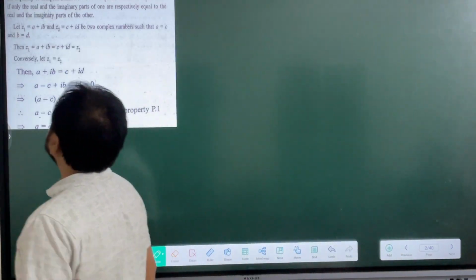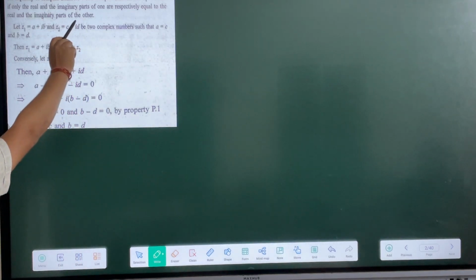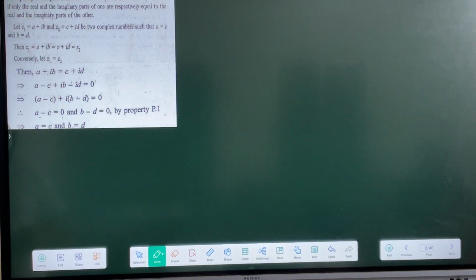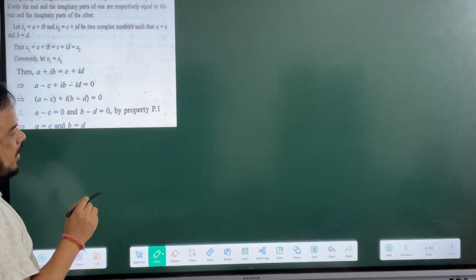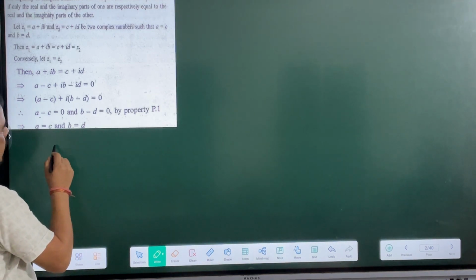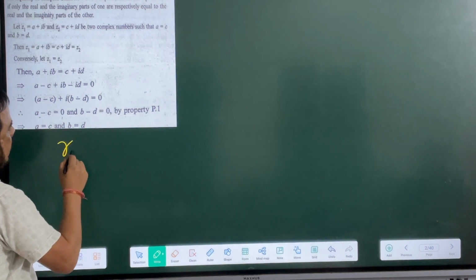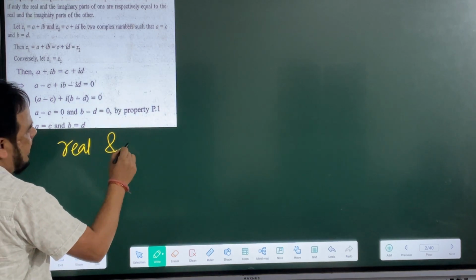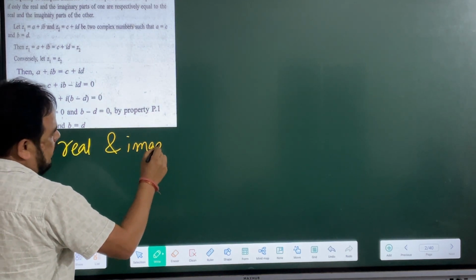Next, equality of complex numbers. Equality of complex numbers, what is the meaning? The meaning is that real and imaginary parts are equal.